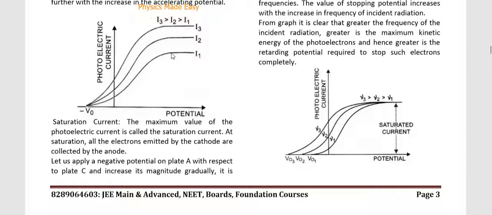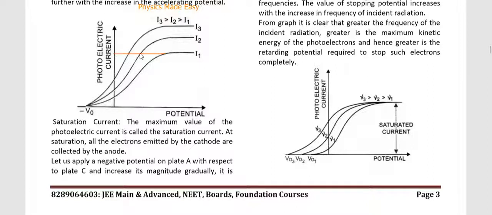At this particular point, the curve starts to flatten out. Now the curve flattens. It means at this point, if we increase the value of positive potential, the number of electrons reaching the anode won't increase and photocurrent will remain constant. It means at this point, all the electrons emitted have been able to reach the anode. So this value corresponding to this intensity I1 is called saturation current.